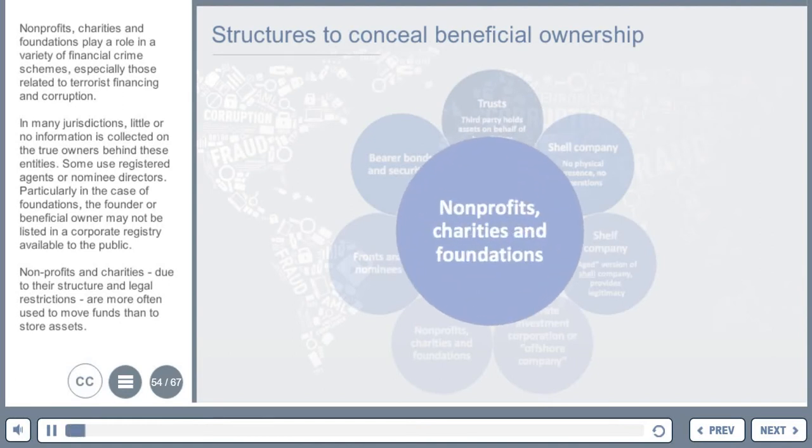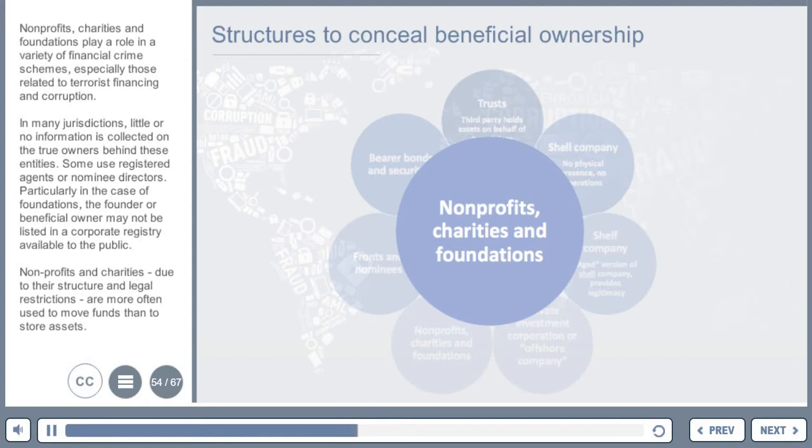Nonprofits, charities, and foundations play a role in a variety of financial crime schemes, especially those related to terrorist financing and corruption. In many jurisdictions, little or no information is collected on the true owners behind these entities. Some use registered agents or nominee directors. Particularly in the case of foundations, the founder or beneficial owner may not be listed in a corporate registry available to the public.